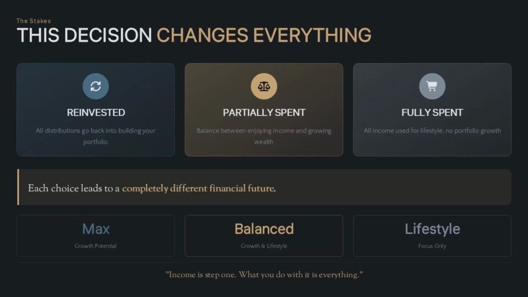You have to decide how you want to handle the amount that you get from your covered call ETFs every month, which is just your distributions. You can reinvest it fully, you can reinvest it partially, you can spend it all as well. So it really depends on what kind of growth period you're at. Each choice leads to a completely different financial future.